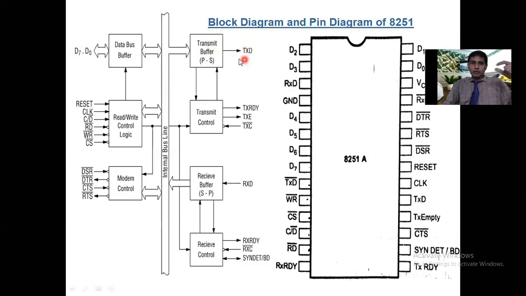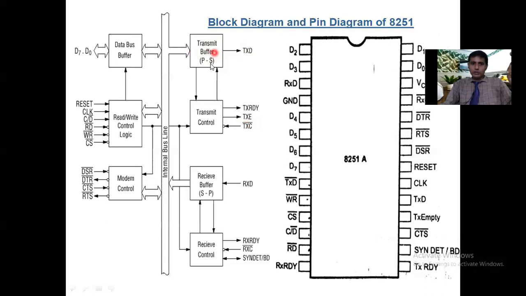Here the rate of transmission is decided by the transmit clock pin. Based on the clock rate at the transmit clock pin, the transmit buffer transmits bits with that particular baud rate to the external serial port device. The important point here is that the transmit buffer has two registers: one is called the buffer register and the other is called the output register.